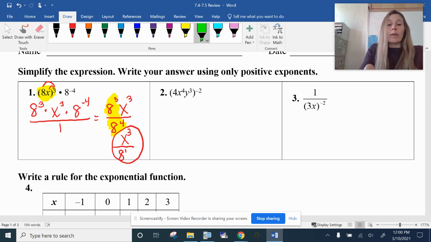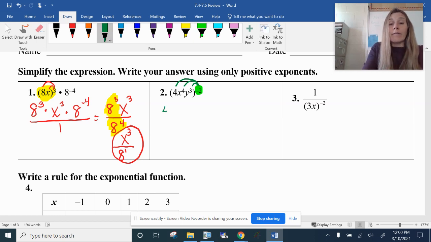Moving on to the next question. Again, I like to get rid of parentheses first. So I'm going to bring this negative 2 exponent to each of my 3 terms. Now the 4 does not have an exponent, so it's now going to be 4 to the negative 2. The x, however, already had an exponent of 4, so I have to multiply those exponents since one's inside the parentheses and one is outside, giving me x to the negative 8.